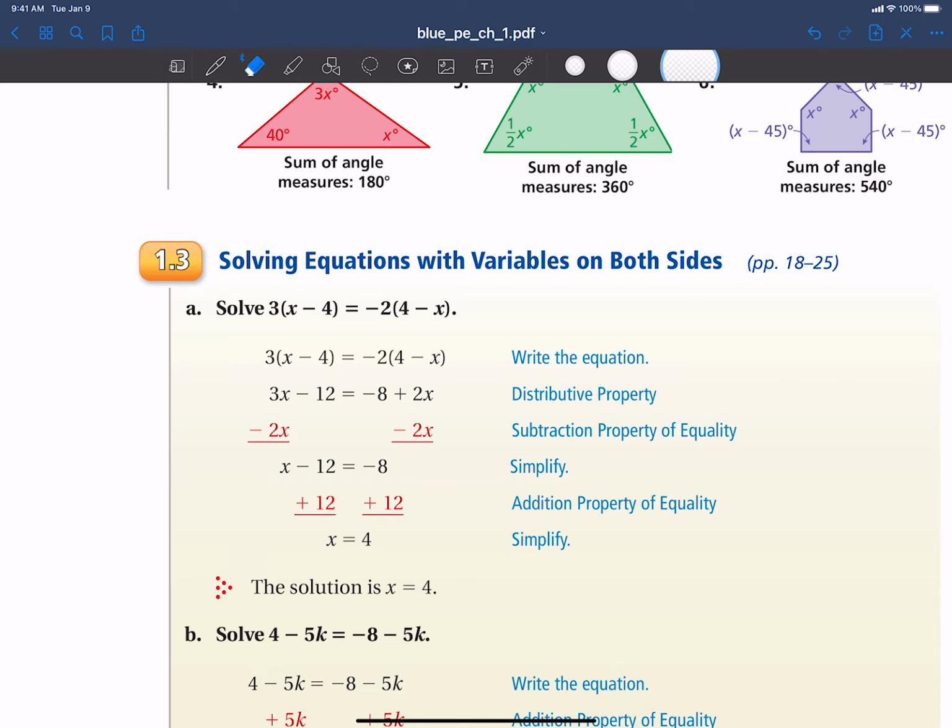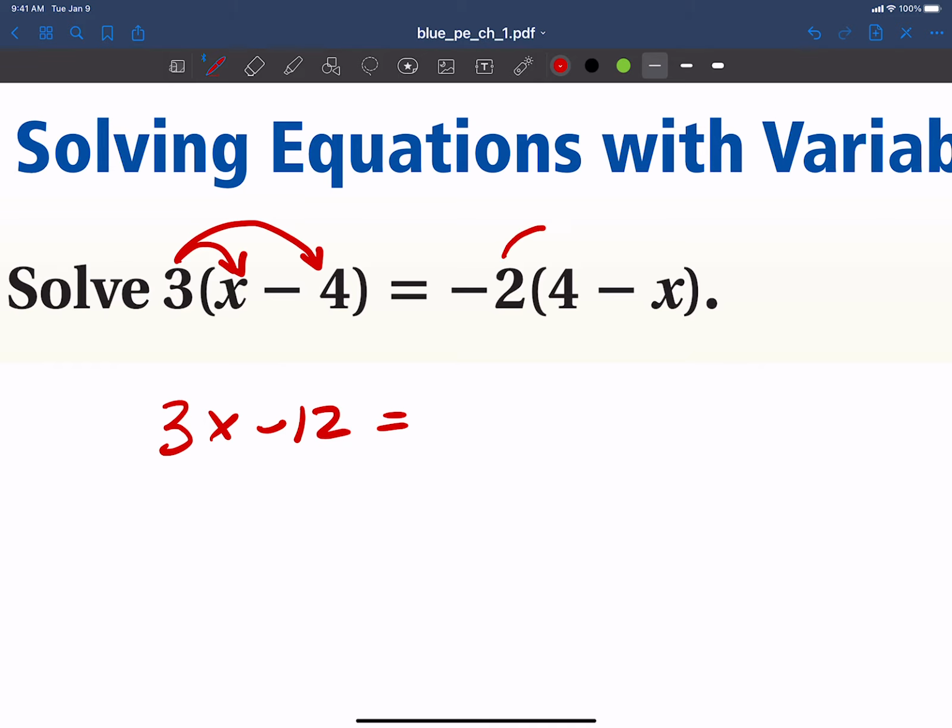3x. What's 3 times negative 4? Negative 12. What's negative 2 times 4? Negative 8. What's negative 2 times negative x? Positive 2x. Good job.